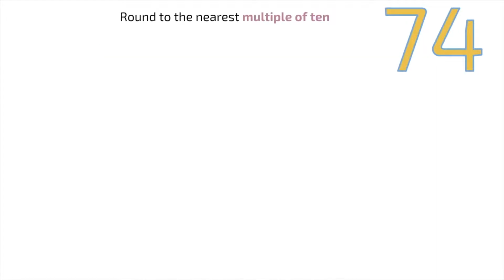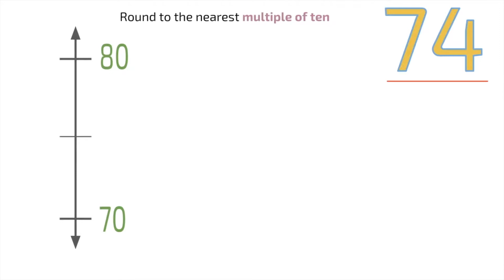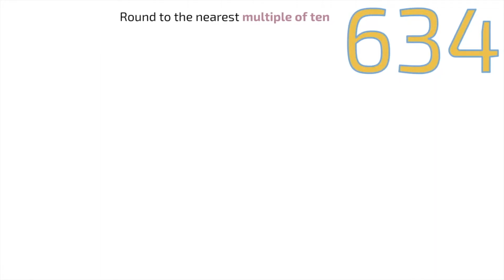This time we're looking at the number 74. We're going to round it to the nearest multiple of 10. So I'm going to underline everything up to the tens place, which is the whole number again. All right, now I'm going to get my number line ready. Which multiples of 10 surround the number 74? 74 is more than 70, but less than 80. Halfway between 70 and 80, that's going to be 75. 74 is slightly less than 75, which means it's going to round closer to 70. It's going to round to 70.